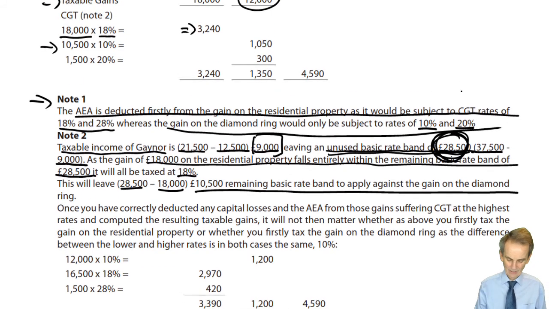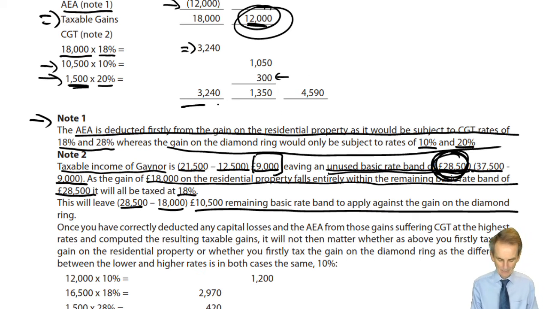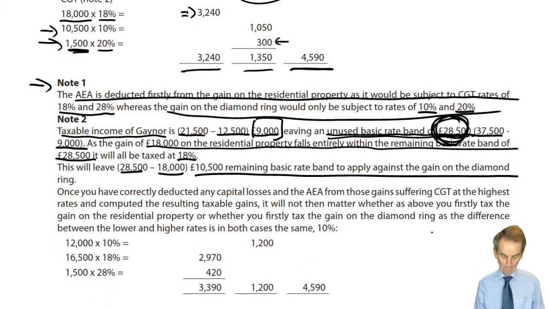So there you go. There's your 10,500 out of what was a figure of 12,000. That takes you up to the basic rate band limit, and that therefore means that of that 12,000, it pushes £1,500 up into higher rate, taxed therefore at 20%, and that therefore will give you £300. Add it up, get your liabilities on each of those assets, giving us a total CGT liability of 4,590.